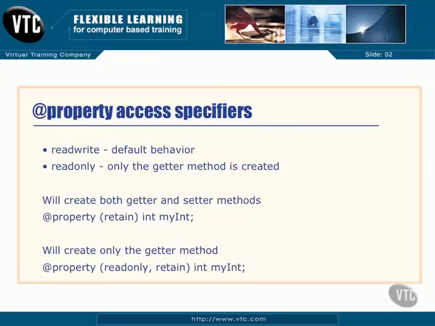If we look at our examples here, in the first example, when you only specify retain, the read-write specifier is assumed and that default behavior is used. Both are created, the getter and the setter. In the second example, we are explicitly stating that only a getter should be created.